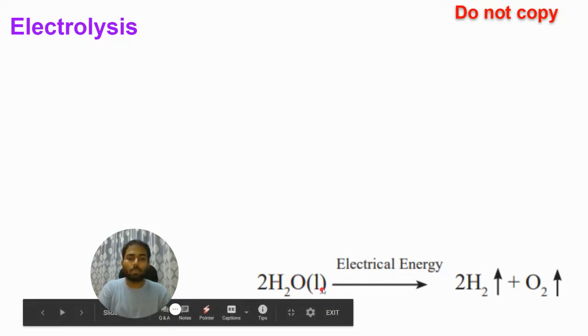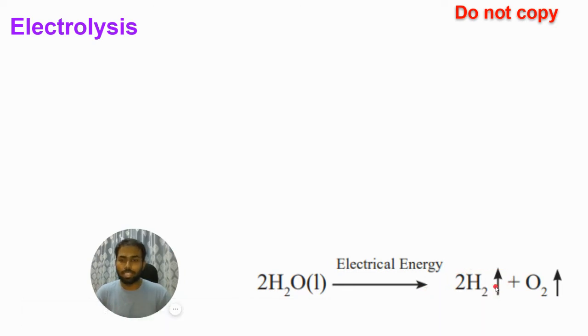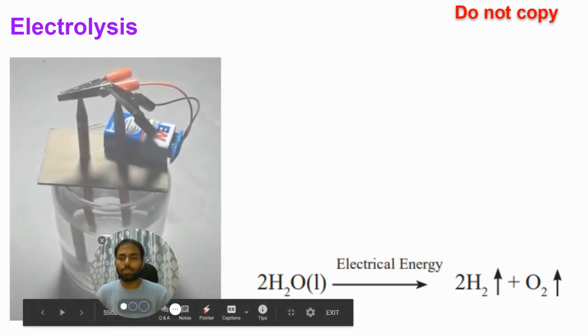Here in brackets a small l is written, L for liquid. So we are taking water, and if we put electrical energy through water, if we pass electricity through water, what is going to happen? You're going to get hydrogen and oxygen. To see this experiment, you can design this experiment at your home as well. Okay, so the setup is very simple.